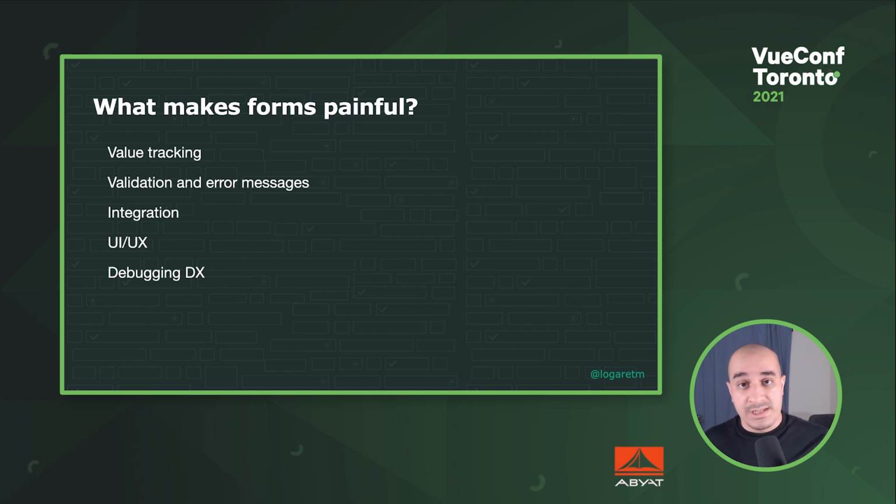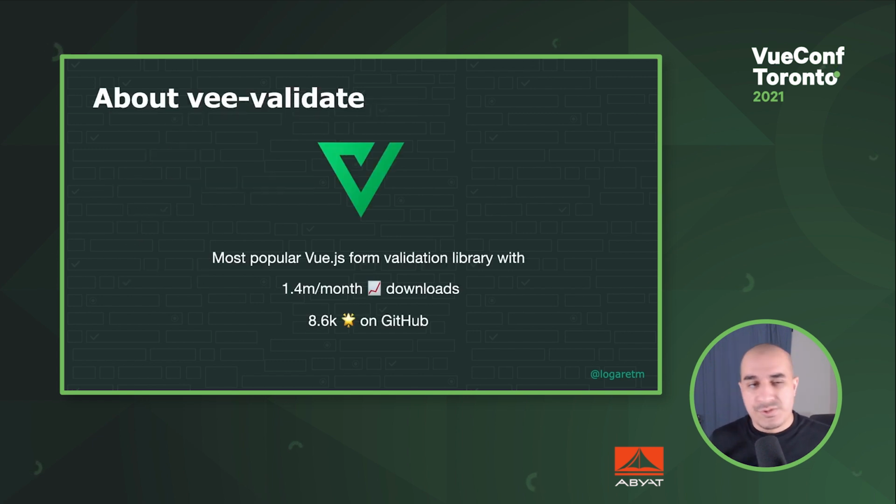There is also the debugging developer experience, which is almost non-existent in most validation libraries. But in general, when something goes wrong, how are you going to find out? How are you going to fix it? How are you going to properly debug it? Are you going to just use logs and print stuff to the screen so you can figure out what's going on? Or are there any advanced tools that you can use? So vee-validate tries to take a stab at each of these, but first let's talk about it.